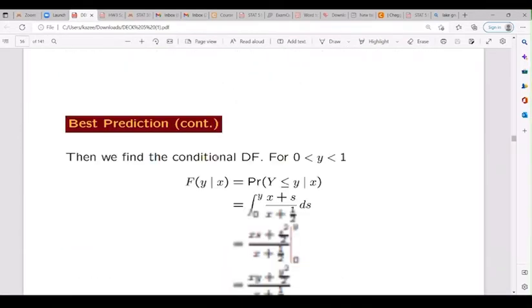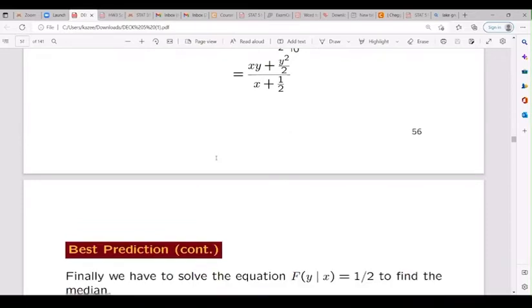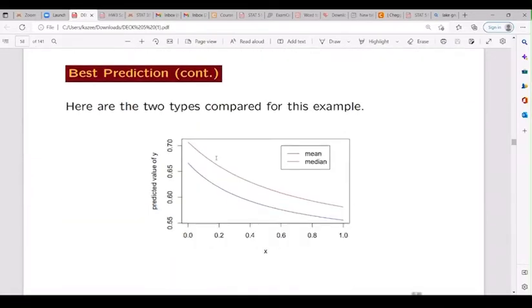So here, this is just to plot the difference between the two estimates that we got, for when the mean is used and when the median is used.